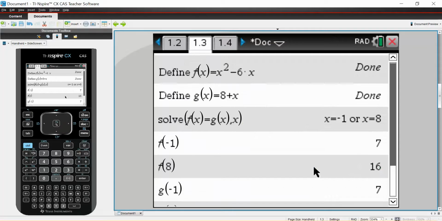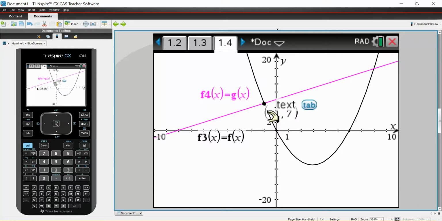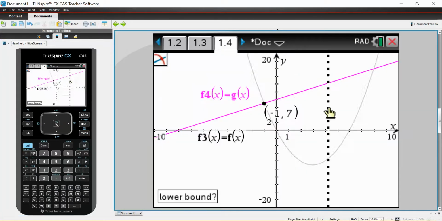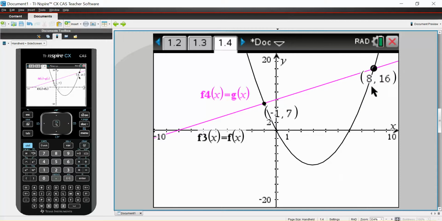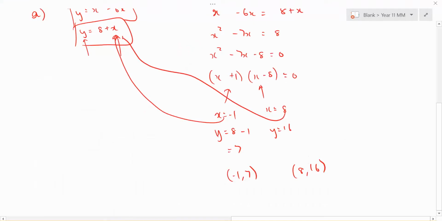Okay, and that's exactly what I got as well. Yeah, -1, 7, 8, 16. Or graphically, -1, 7, and you can find out the next one: Analyze, Intersection, there you go, 8, 16. Okay, same thing. Cool. All right, so that's how you do the basic questions.